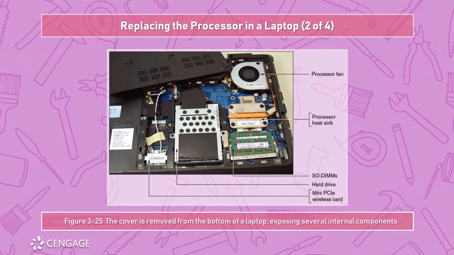To the left of the SODIMMs, you'll see the hard drive, usually a 2.5-inch model, and to the left of that, you can see the Mini PCI Express wireless card. That is a half-height Mini PCI Express. And the little black and white wires attached to them are the antennas, which you want to be very careful with, because if you accidentally dislodge them, they are a huge pain to remount.